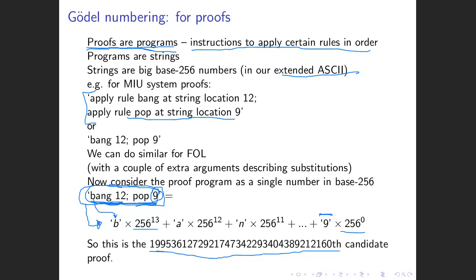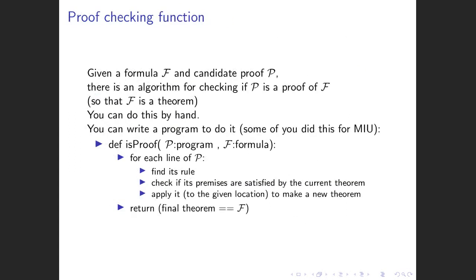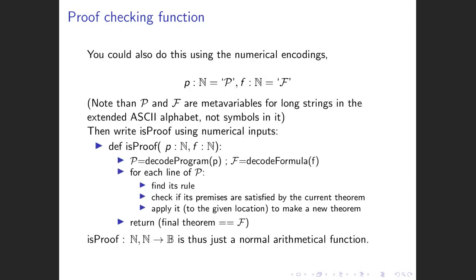So we've converted formulas into numbers, and we've also converted proofs into numbers. In fact, we haven't even converted them now. We're just looking at them with our eyes as big numbers written in base 256 in extended ASCII. Okay, so once we're happy that both formulas and proofs are just numbers in a suitable representation, we can then consider making a numeric function which checks if a proof works or not.